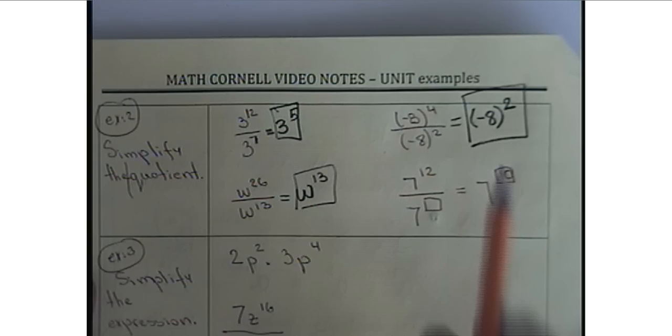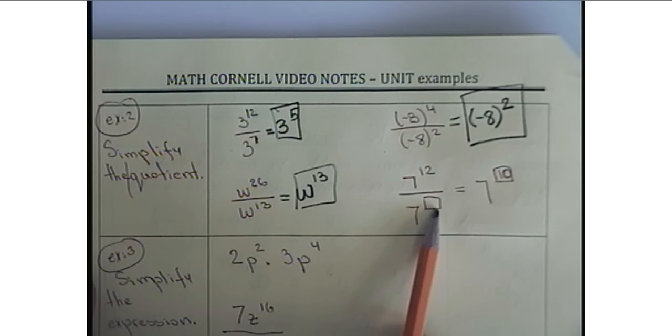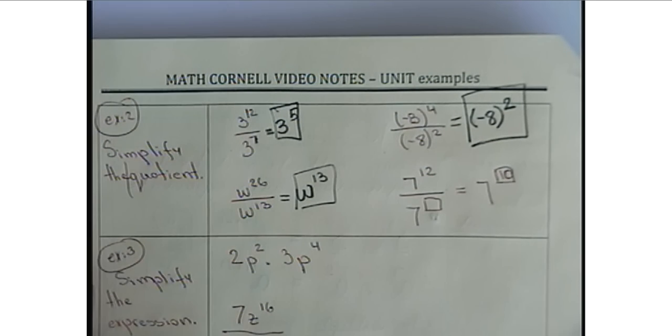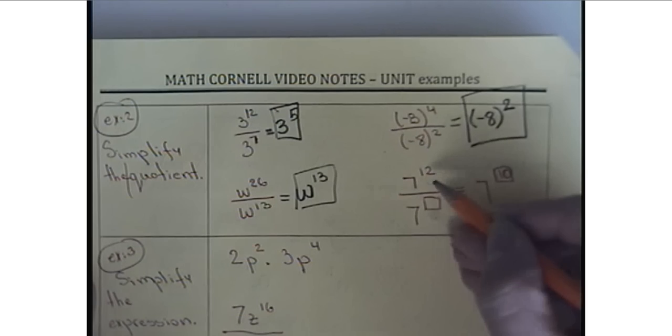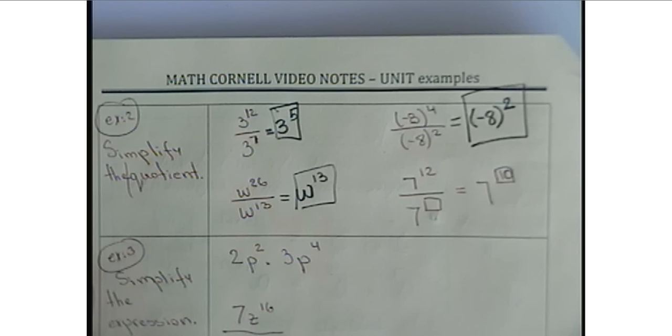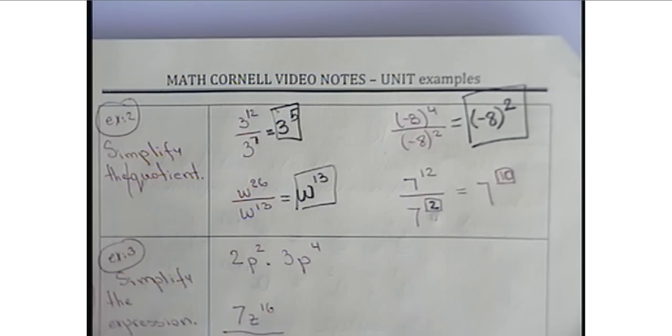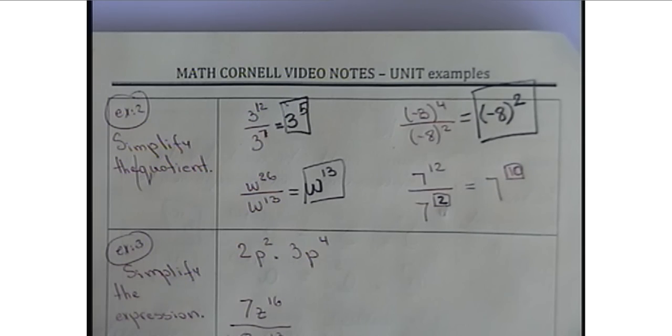Now, the question is, if this is 7 to the 12th, what will be this exponent in order to get 7 to the 10th? So if we need to subtract, what number do I have to subtract from 12 in order to get 10 as the answer? And you're right, 2. 12 minus 2 will give us 7 to the 10th. Good job. All right, next example.